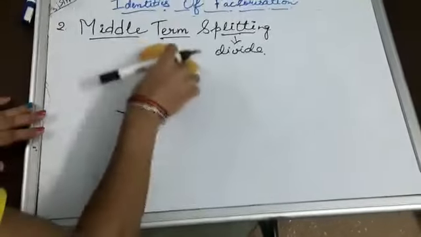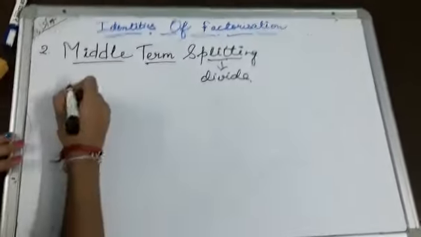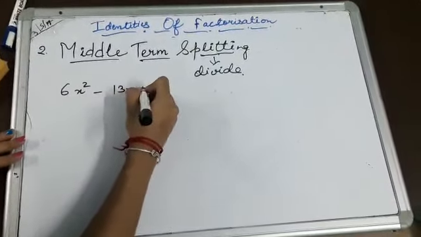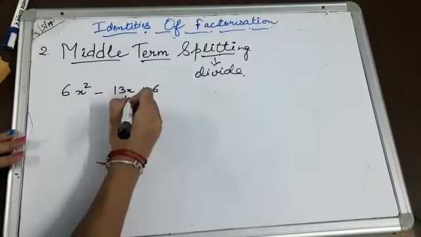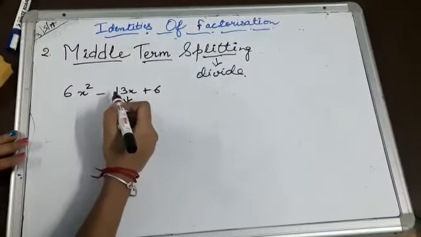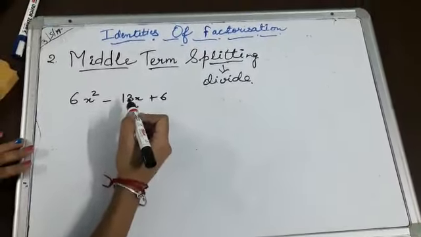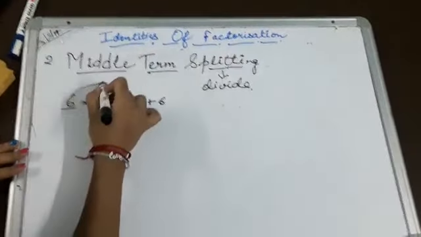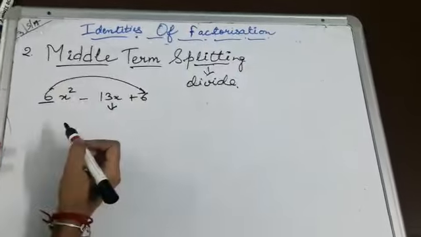So let's take another example, that is 6x square minus 13x plus 6. What is the middle term in this? The middle term in this is 13x. What is the coefficient of x square? That is 6. First of all, we have to multiply both these numbers.